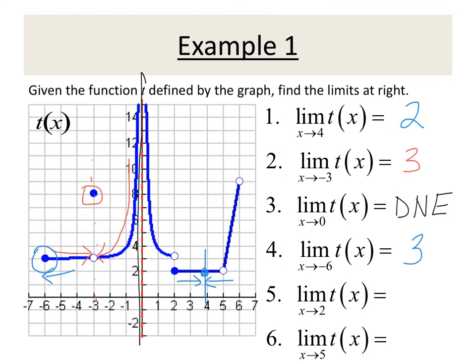The limit of t of x as x approaches 2, so here's x equals 2. As I come in from the left, I hit 3. As I come in from the right, I hit 2, so this limit does not exist. And our last one, the limit of t of x as x approaches 5 is right here. Coming in from the left, we're at 2. Coming in from the right, we're approaching 2. This limit does exist, and it's equal to 2.